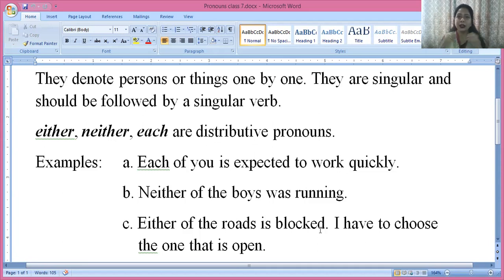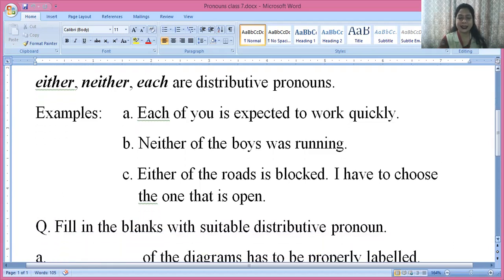Okay. So either of the roads is blocked means there are two roads and one of them is blocked and one of them is open. Okay. So do you get it? Either means one of the two and neither means none of the two.